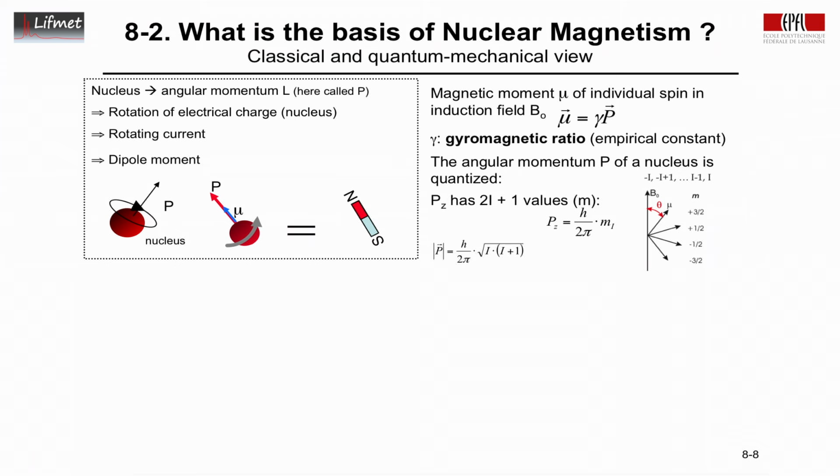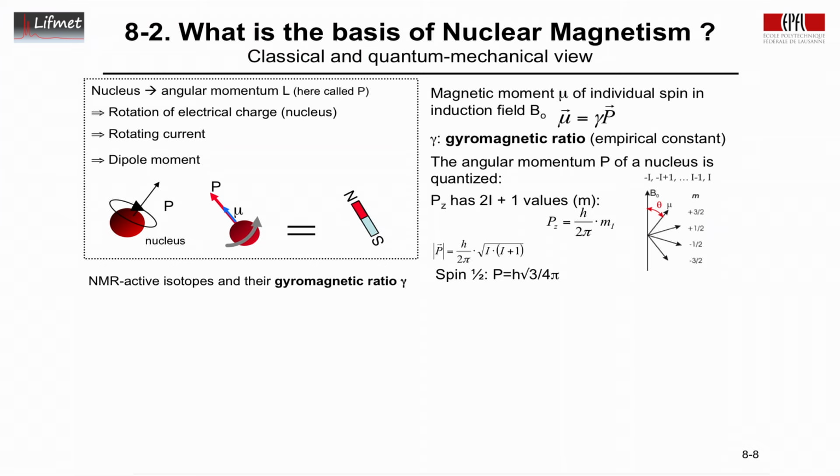We can calculate the total angular momentum, and this is given by this equation here. It's the square root of I times I plus 1, times h over 2 pi. So if we take this for a spin 1/2, which can take the values 1/2 and minus 1/2, the total angular momentum is h over 2 pi times the square root of 3 over 4. That we can verify by putting in I equals 1/2. So that's for a spin 1/2.